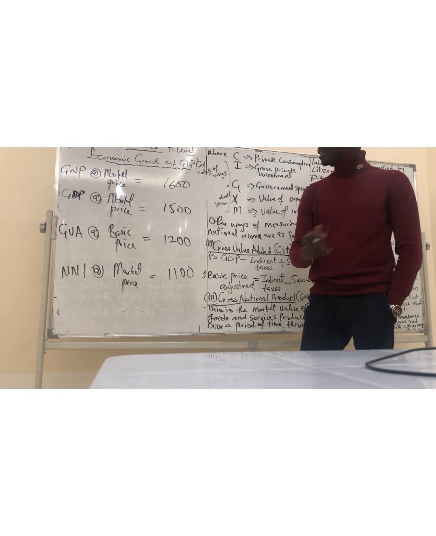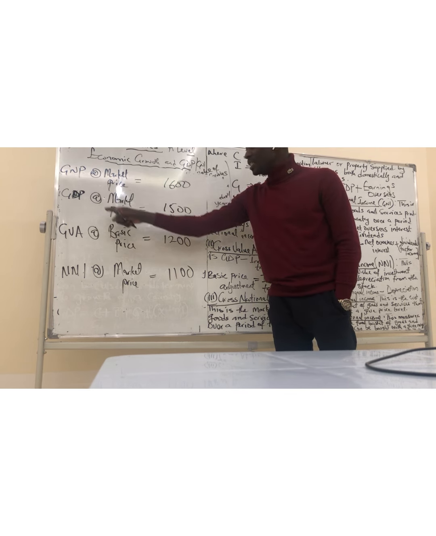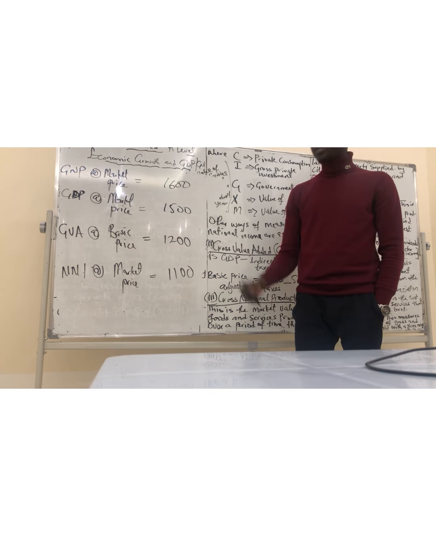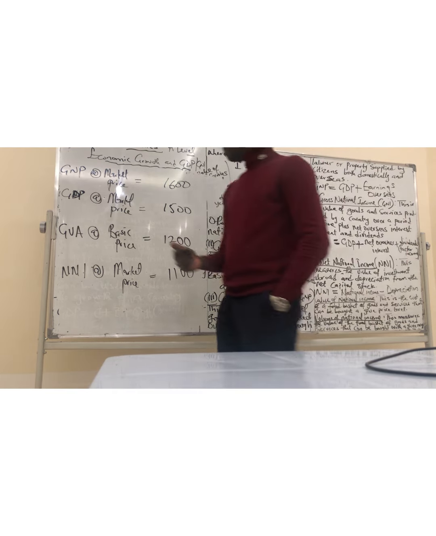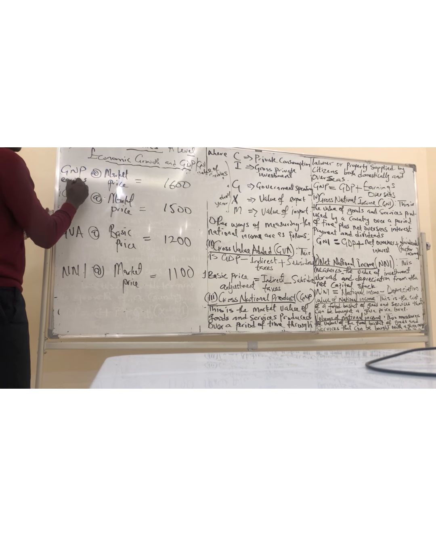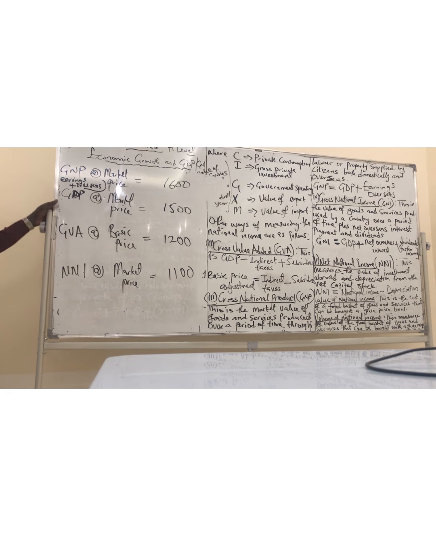So based on the statistics, our GNP is more than our GDP. Why? Because our GNP is GDP plus earnings overseas. Do you get it? So that makes this bigger than this amount. Do you understand the point here? GNP is GDP plus earnings overseas. Since it's an addition to this, definitely your GNP will be more than your GDP. Is that clear?